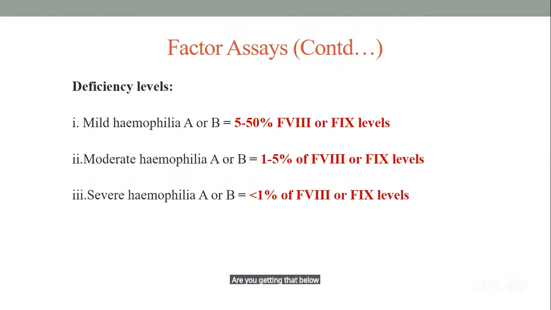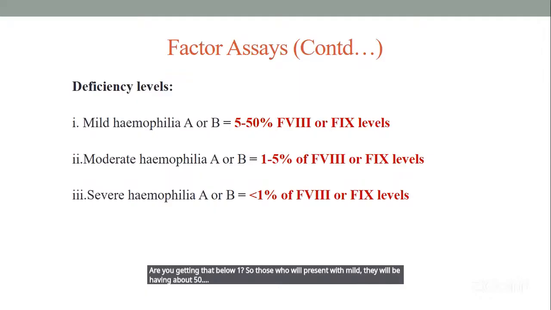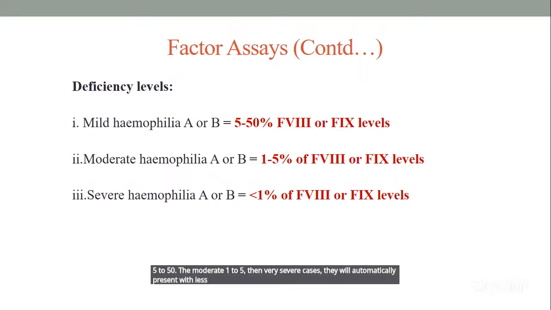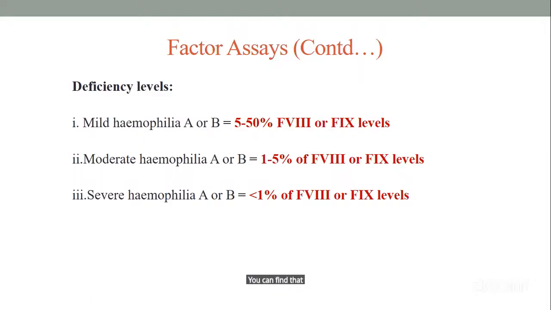So those who will present with mild, they will be having about 5 to 50. The moderate, 1 to 5. Then very severe cases, they will automatically present with less than 1. So when you do a correction study, you can find that data. Next slide.